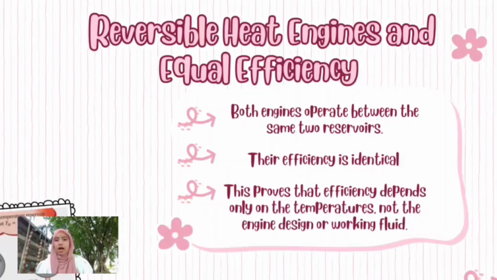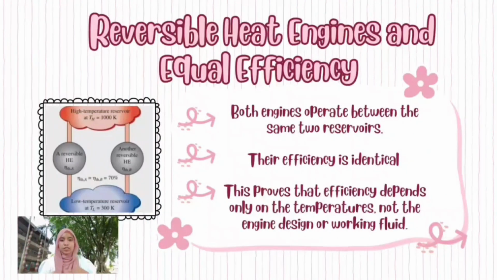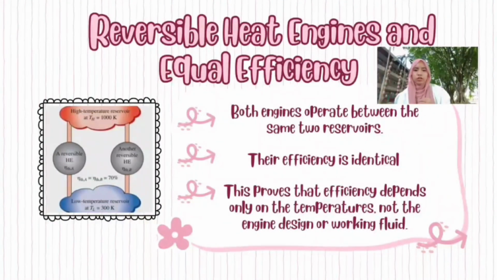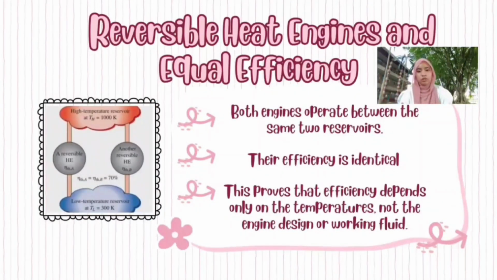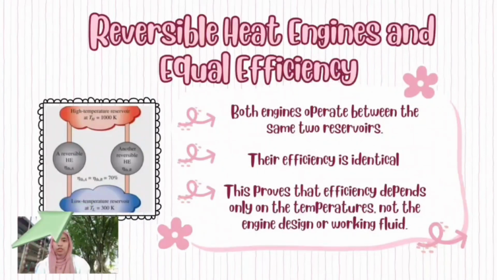Today I will explain how the thermodynamic temperature scale is developed using reversible heat engines. It uses energy flow between the heat reservoirs and how efficiently the engine operates between them. In this diagram, Figure 6.41, we see two reversible heat engines working between two thermal reservoirs. The first one is at 1000 Kelvin and another one at 100 Kelvin.